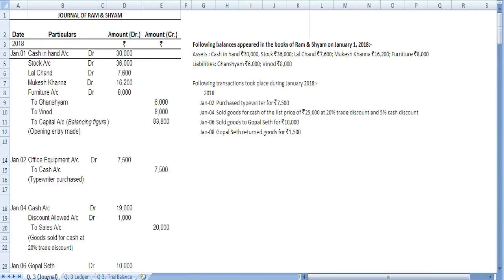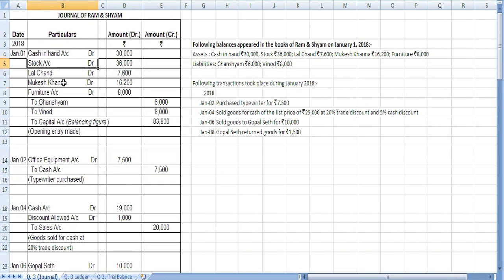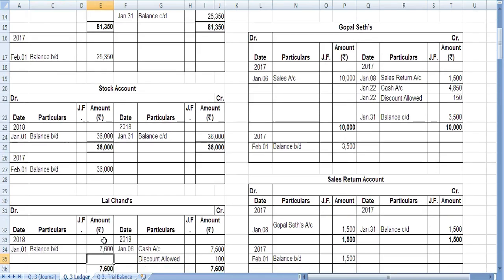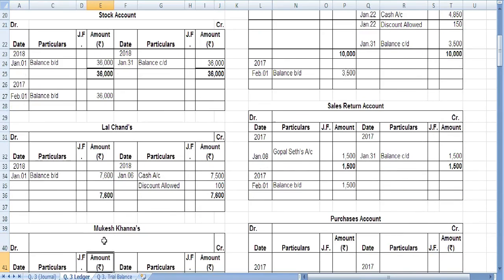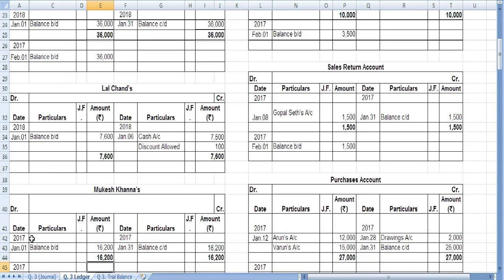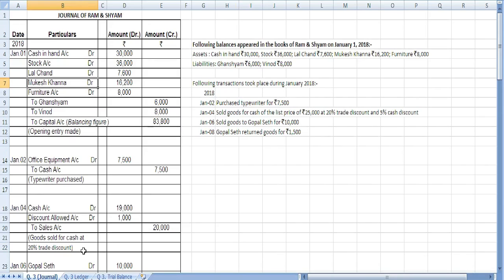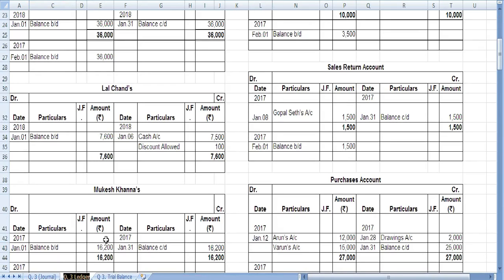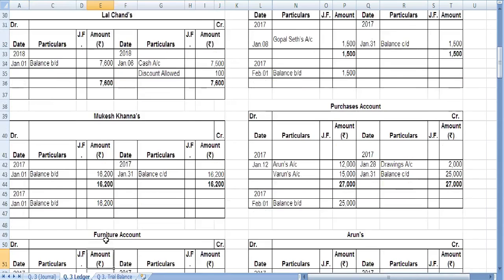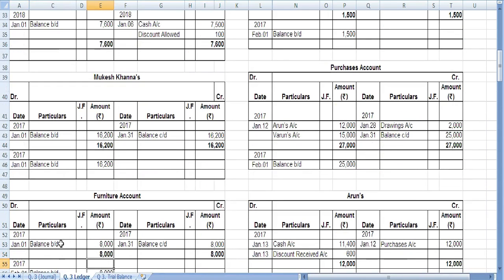So likewise we'll write the opening entry for Mukesh Khanna. So Mukesh Khanna is also a debtor, so opening entry will start from the to side, this side, 16,200. Then we have furniture 8,000, the opening entry for the furniture will be to side, this side, because this is asset, 8,000.